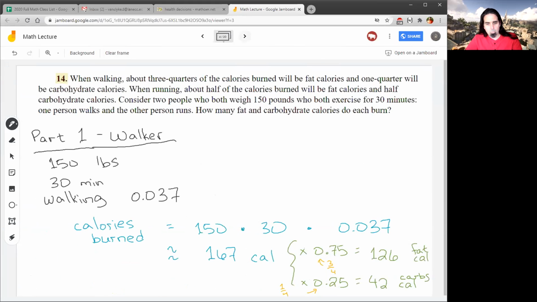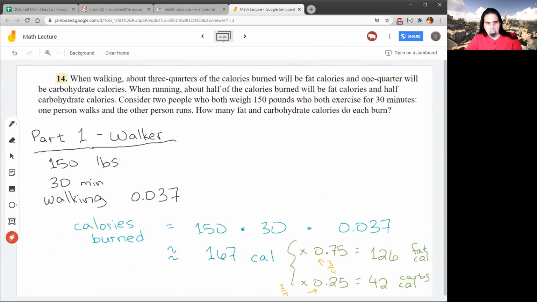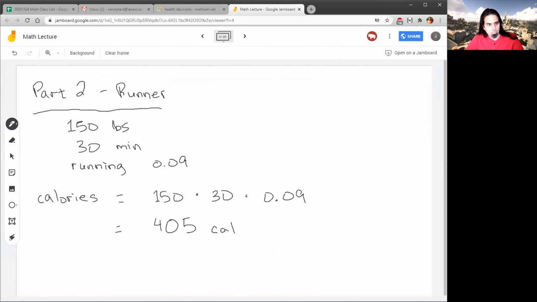Now with that, we're going to break it up 50-50. When you're running, it's about half and half. So times 0.5 or divided by 2 if you like. And we're getting about 203 on both sides.